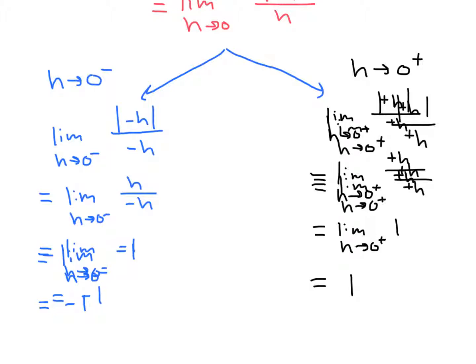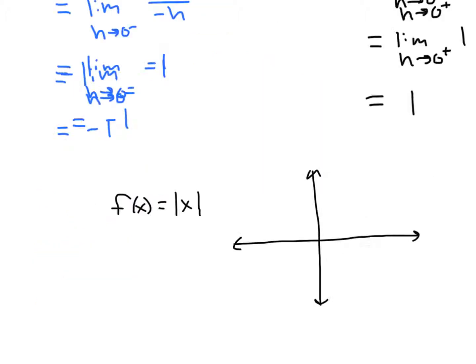At this point, we can see why this limit doesn't exist. Why the function is non-differentiable at x equals 0. From the left, the limit equals negative 1. From the right, it equals positive 1. For a limit to exist, it has to approach a single number. Let me show you graphically why this makes perfect sense.